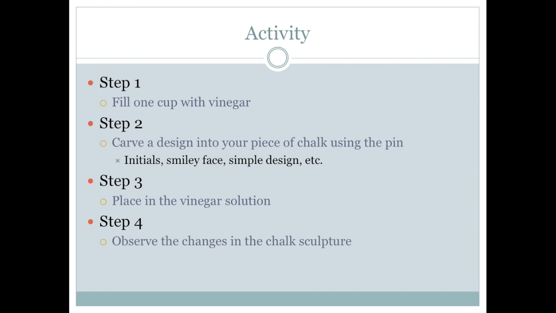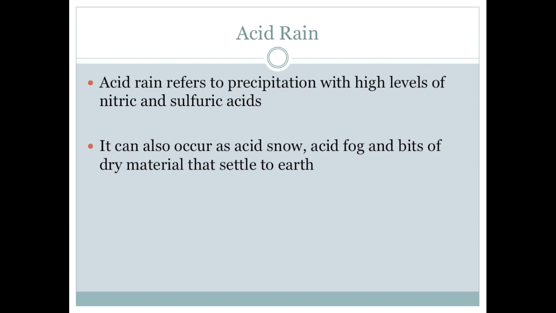Acid rain refers to precipitation with high levels of nitric and sulfuric acids. Although it is most commonly associated as acid rain, it can also occur as acid snow, acid fog, or even as dry material that settles to earth.